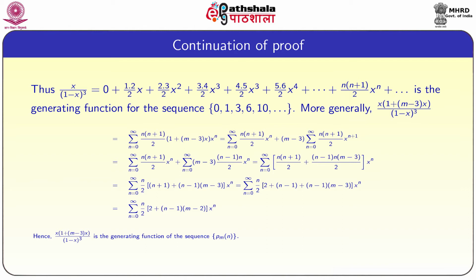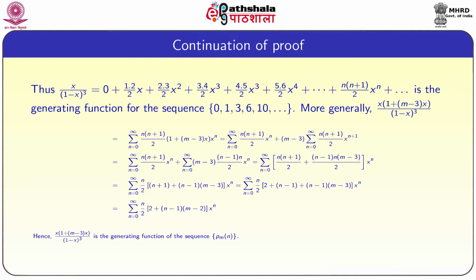Now this is also equal to, if we simplify a little bit, n into n plus 1 by 2 plus n minus 1 into n into m minus 3 by 2, into x power n. If we further simplify, we are going to get summation n equal to 0 to infinity n by 2 into 2 plus n minus 1 into m minus 2, whole multiplied by x power n.